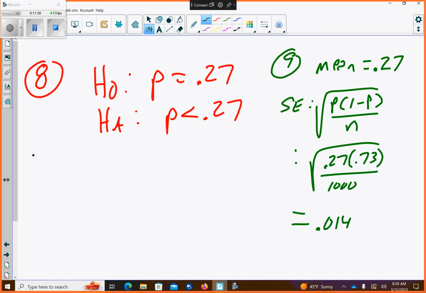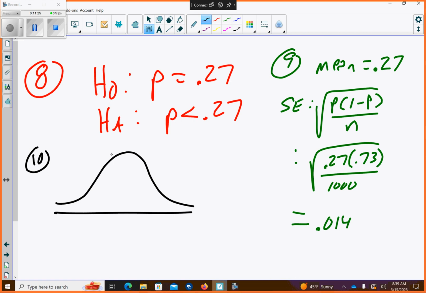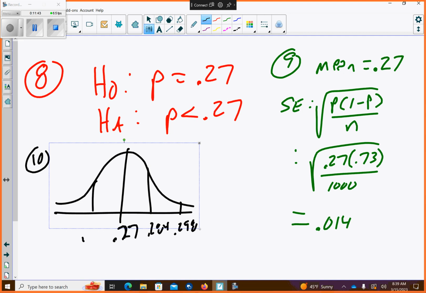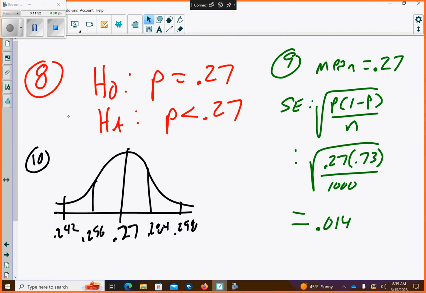So number 10, if we wanted to calculate our normal distribution, we have a mean here of 0.27. And then we just go from there. If I add 0.014, I get 0.284. Add again, I get 0.298. If I go the other way and subtract, I get 0.256. Subtract again, 0.242. Okay, we've only done normal distributions like 3 times this year, right?